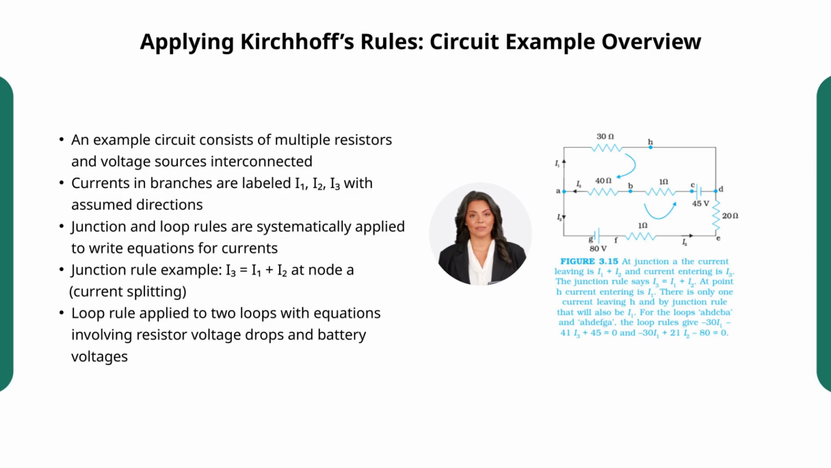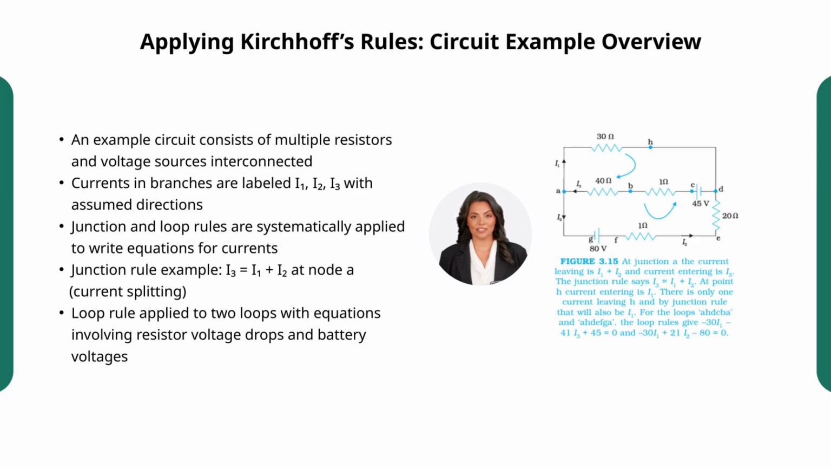Next, to find the values of these currents, we apply Kirchhoff's loop rule to two different closed loops within this network. The first loop yields the equation -30 I1 minus 41 I3 plus 45 volts equals 0, representing voltage drops across resistors and the voltage rise from the battery. The second loop yields another equation relating I1 and I2 currents, resistor voltage drops, and the 80-volt source.